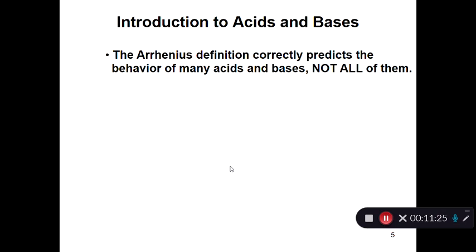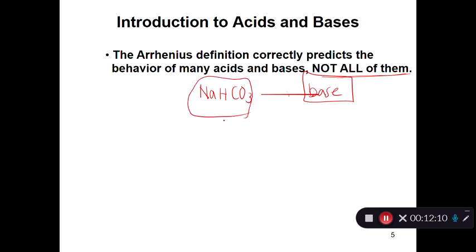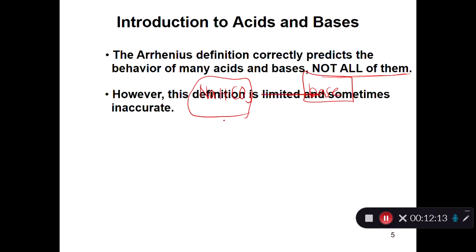One thing we should remember is that the Arrhenius theory goes back to the early 20th century, over 100 years ago, about 120 years ago. So it should be revised because it does not predict all acids and bases. We have some compounds like sodium hydrogen carbonate. This is a base, but we cannot say it ends in OH. We don't see OH. So Arrhenius theory should be revised.